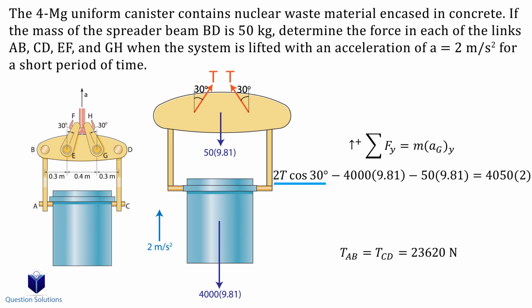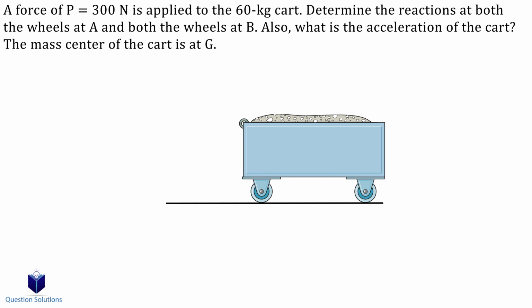So we have the y component of each force, so that's two forces, and then we have the weight of the canister and the weight of the beam. And that's equal to the mass of the whole system multiplied by the acceleration given to us. Solving gives us the forces in links EF and GH. Let's take a look at this question.